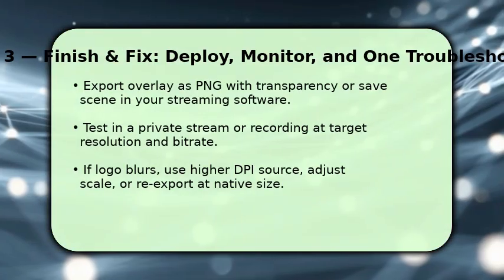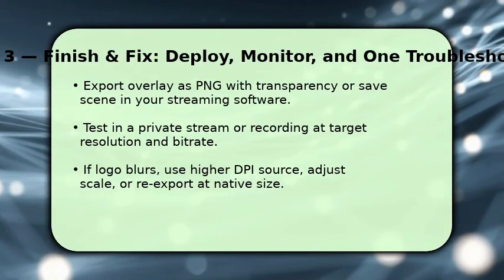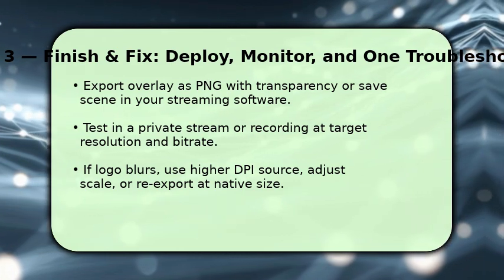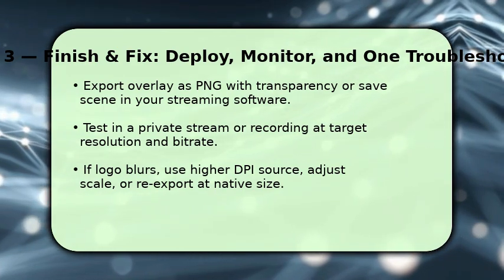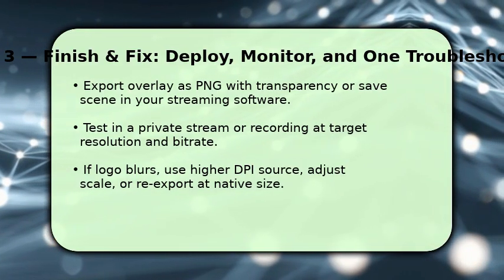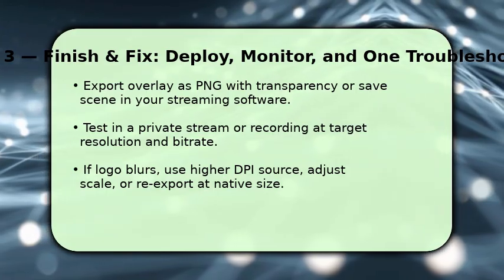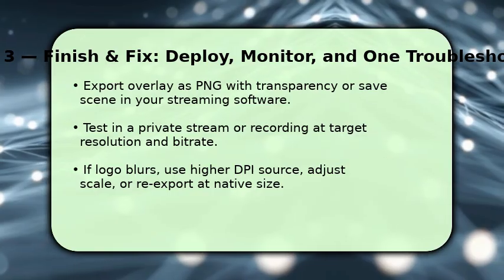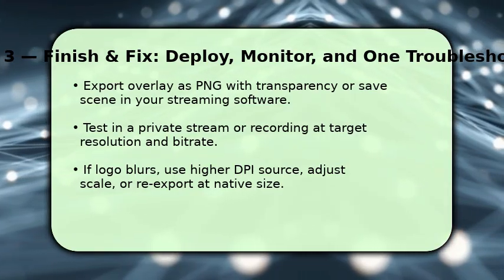Export the overlay as a transparent PNG or save the scene in your streaming software, then run a private stream or local recording at the target resolution and bitrate to inspect sharpness and placement. If you notice blurring, make sure you used a high DPI source, rescale while preserving aspect ratio, or re-export at the native pixel size. If the logo overlaps UI elements, shift it inward.